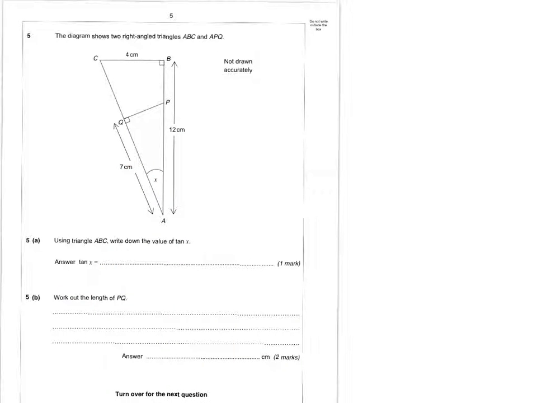Question 5. The diagram shows two right-angled triangles ABC and APQ. Use triangle ABC to write down a value of tan x. So tan x, opposite over adjacent. So tan x is 4 over 12, which we can simplify to 1 over 3. That's TOA.